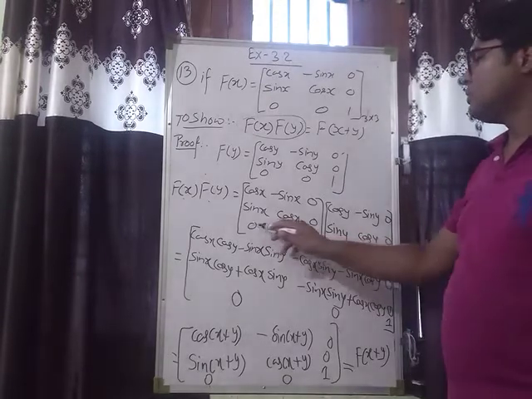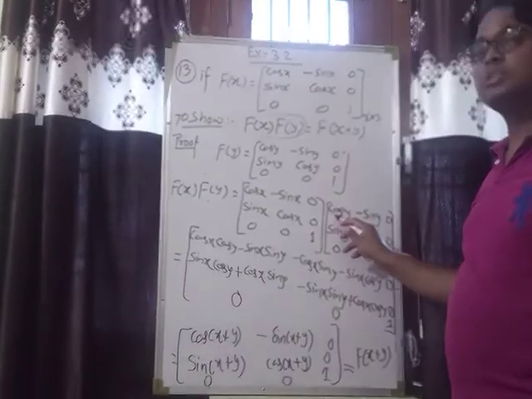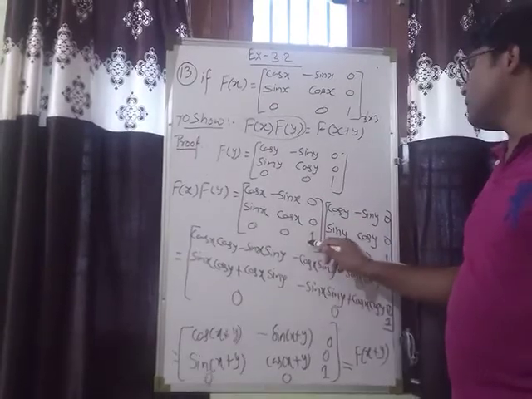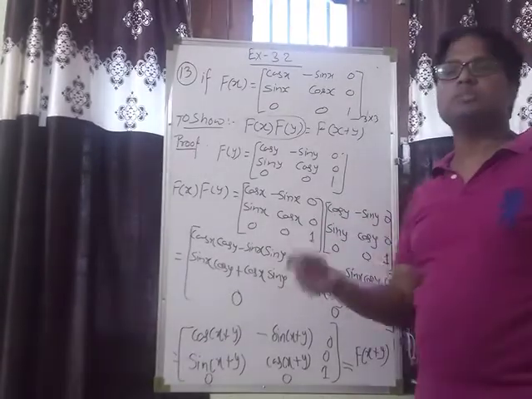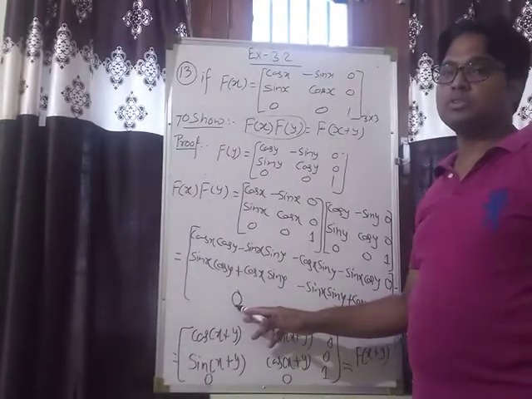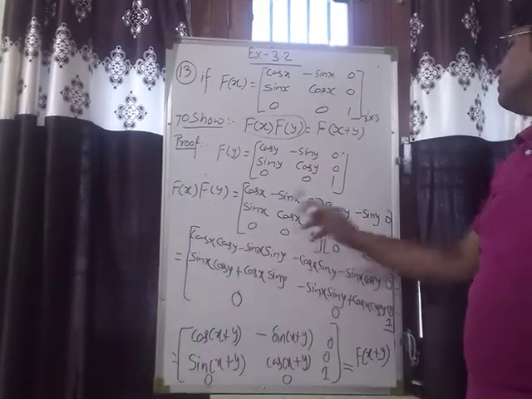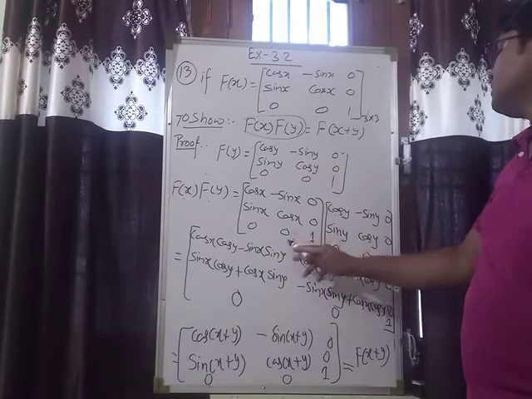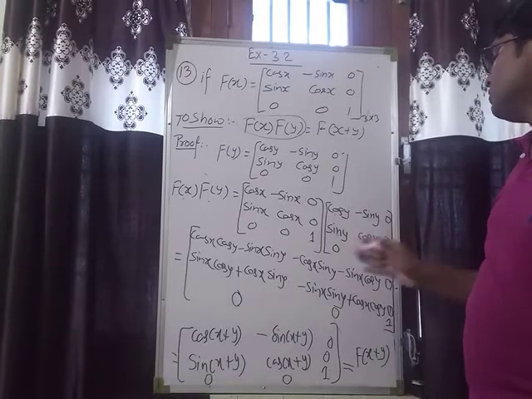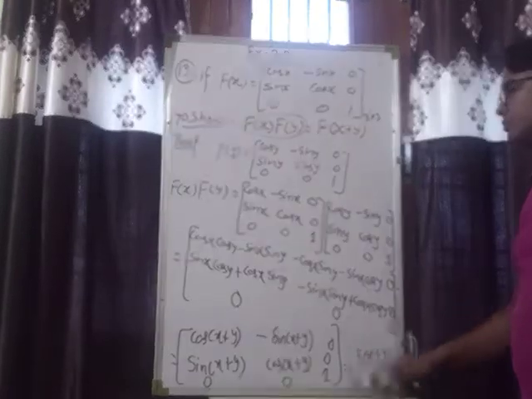Now third row, first column, 0 into cos y, that is 0, plus 0 into sin y, that is 0, plus 1 into 0, that is 0, 0 plus 0 plus 0, that is 0. This one, third row, first column entry. Third row, second column, 0 into minus sin y, 0, 0 into cos y, 0, 1 into 0, that is 0, 0 plus 0 plus 0, that is equal to 0. You can see here, I have written here 0.